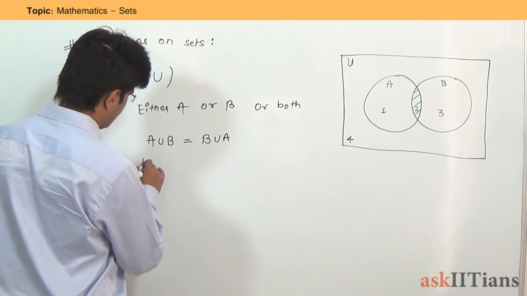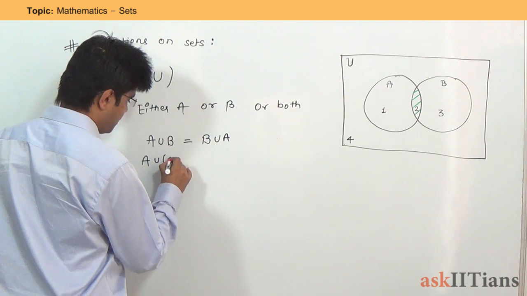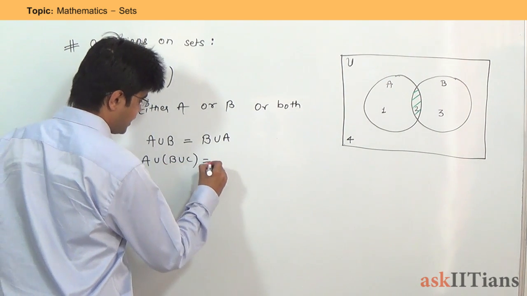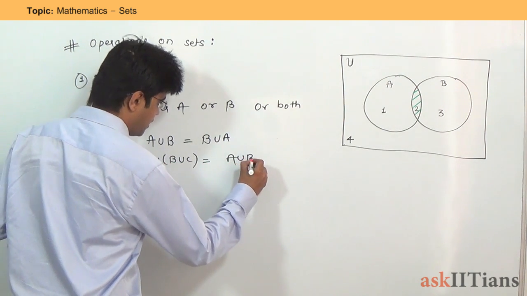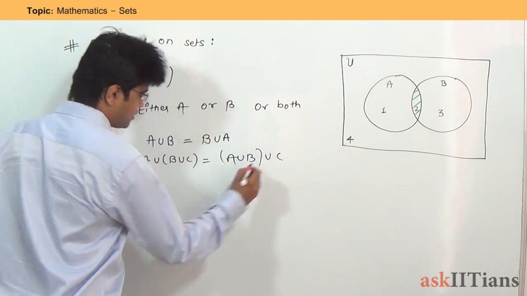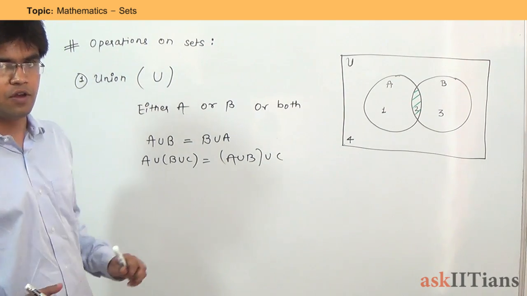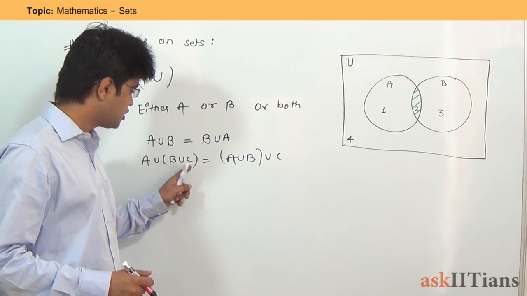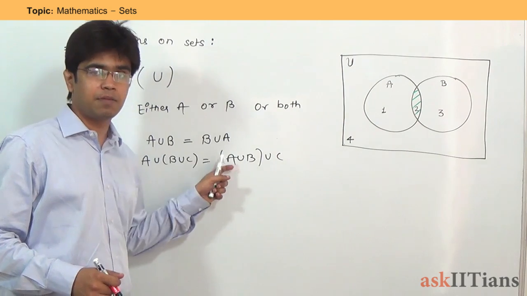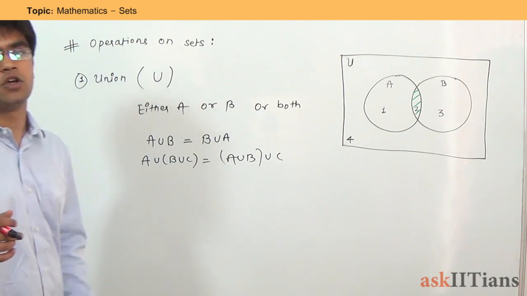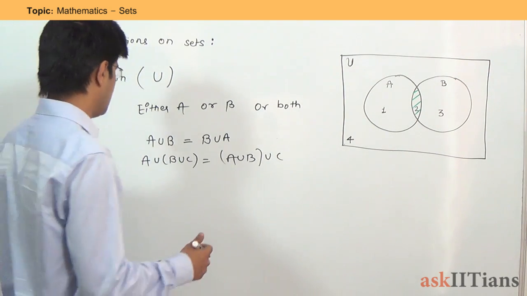Now, (A union B) union C is equal to A union (B union C). This is the associative law. First of all, we have associated B and C, and now we have associated A and B. So this law is called the associative law.